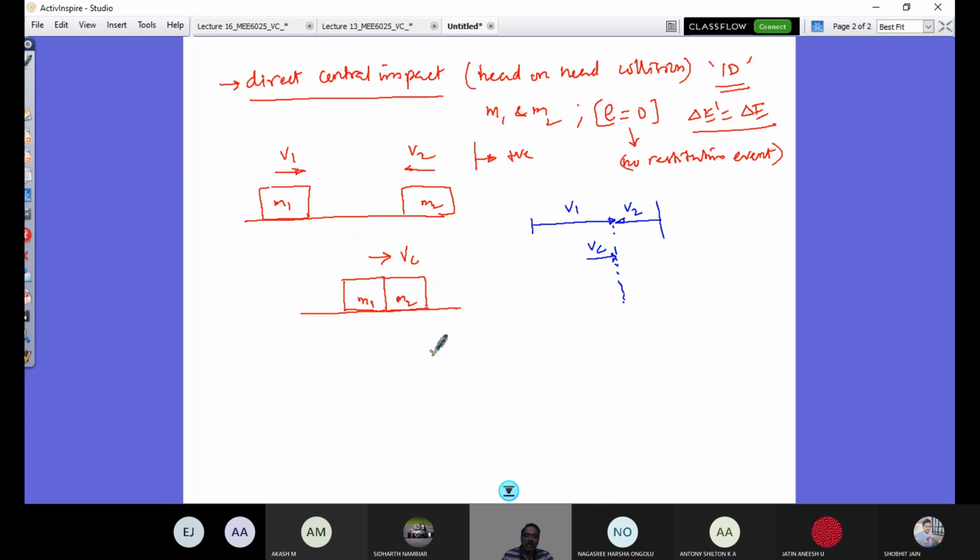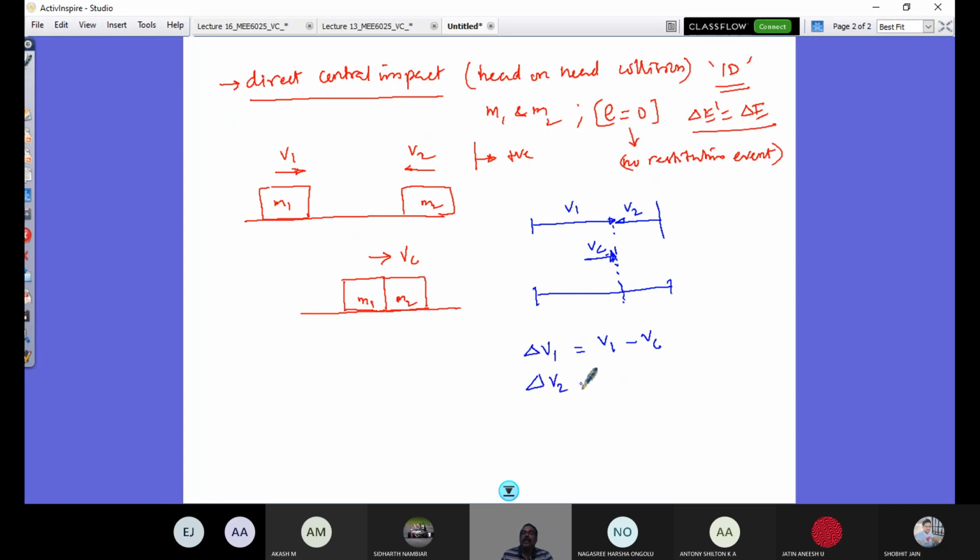Now, what is the change in velocity? This is the change in velocity. How do I define it? It is delta V1. Before and after collision, what is the change in vehicle 1 velocity? It is V1 minus VC. This is the scalar way, because the direction of V1 and VC is the same here, so the difference is the change in V1.